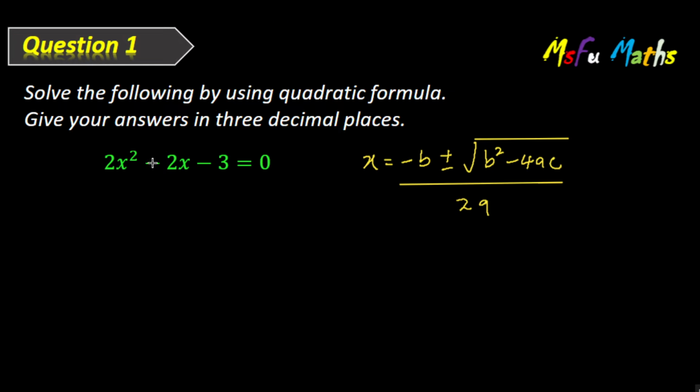In this case, question number 1 is already in general form because our right hand side is equal to 0. From here we can read that our a is 2, the coefficient of x squared. Your b is negative 2, the coefficient of x, and our constant is negative 3, which means your c is negative 3.